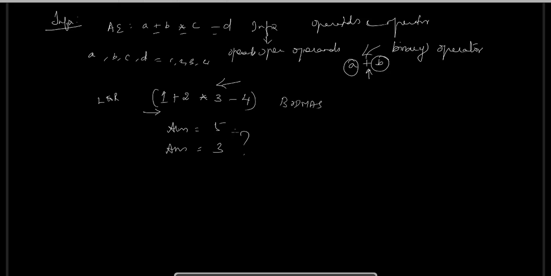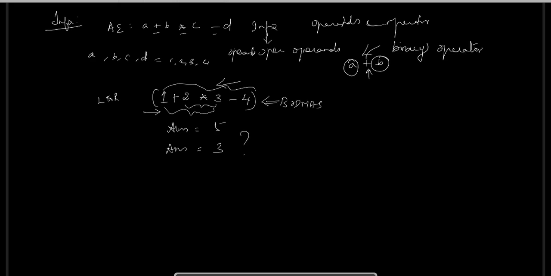Then how do you apply that? First we will multiply, then addition, and then subtraction, ma'am. First you multiply, then you add, then you subtract. So that is how Bodmas works. Like you assign priority to the operators, right? So you assign priority to the operators.